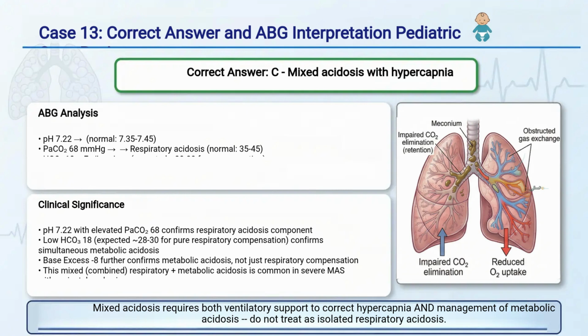This mixed combined respiratory and metabolic acidosis is common in severe Meconium Aspiration Syndrome with perinatal asphyxia. Critical management point. Mixed acidosis requires both ventilatory support to correct hypercapnia and correction of metabolic acidosis. Do not treat as isolated respiratory acidosis.